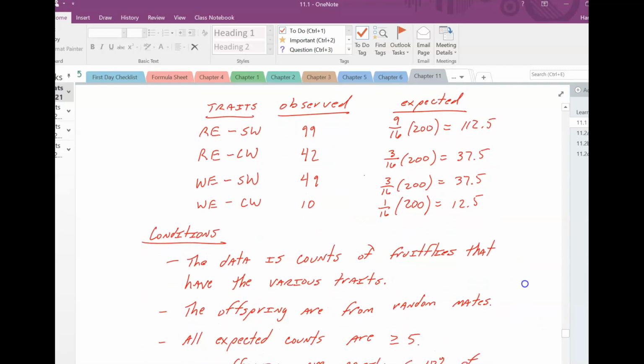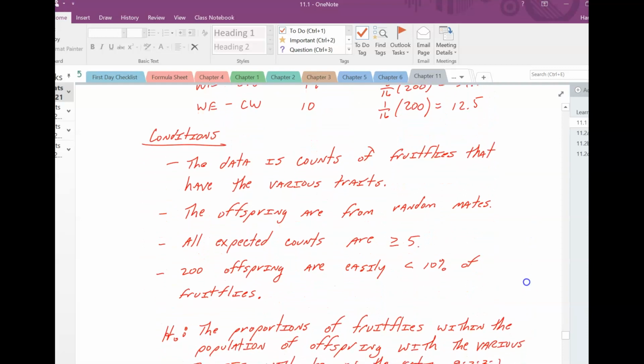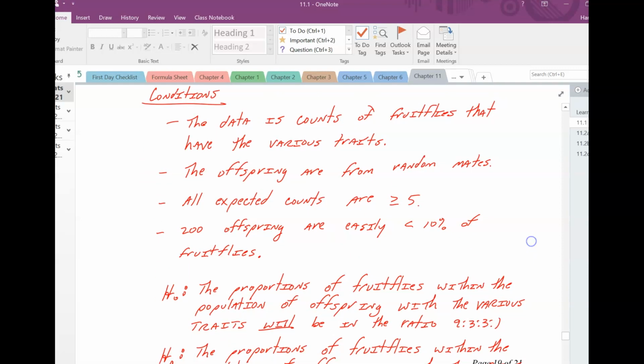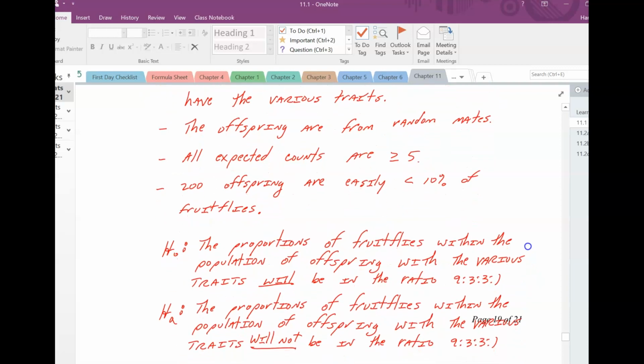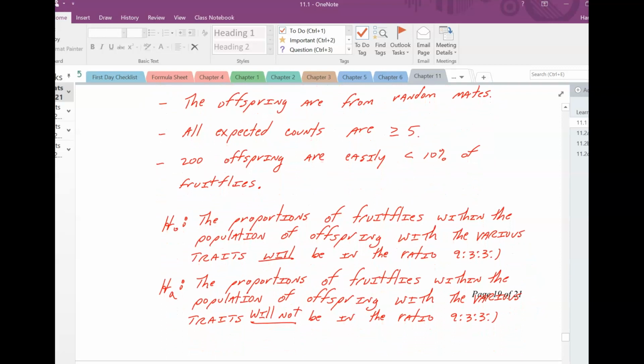You should go through the conditions. We do have the counts. The offspring are from random mates. All of them are at least 5. And 200 is easily less than 10% of fruit flies, sadly. The null and alternate hypothesis: the null is that the proportion of fruit flies within the population of offspring will be in the ratio 9 to 3 to 3 to 1. The alternate is that they will not be in that ratio, and you don't have to get any more mathematical than that.